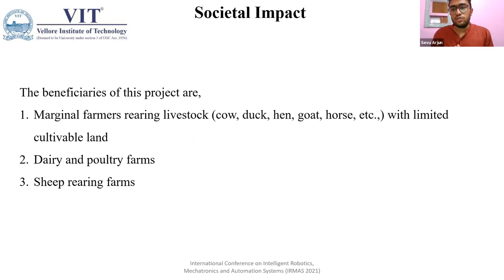The social impact is that the primary beneficiaries are marginal farmers and livestock owners: cow, duck, hen, goat, horse, everything. They need food, so they have to invest a lot of money, and they can easily go for this. Sheep rearing and dairy farms are present all over the city, so they are in heavy need of this kind of product.